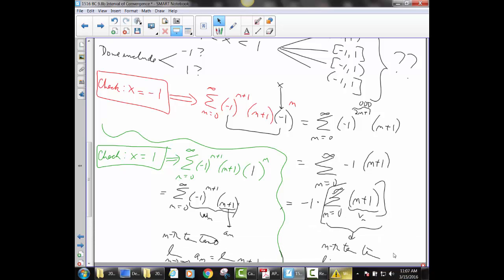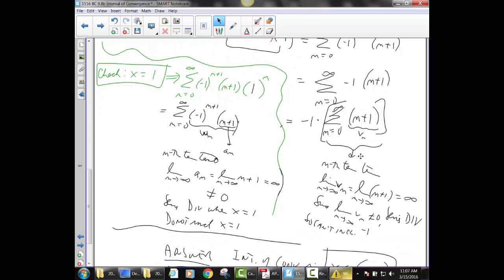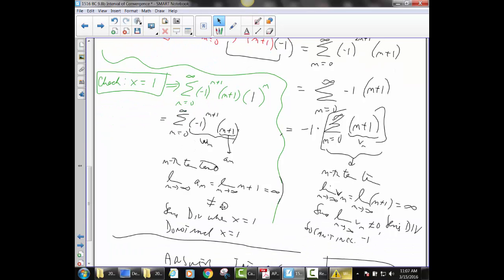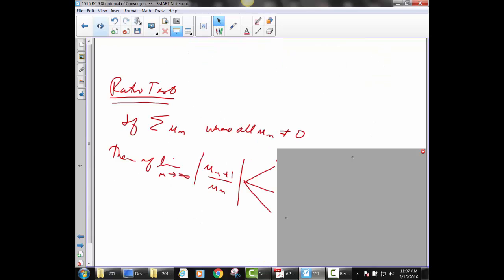And therefore, by the nth term test, that series is divergent because the limit as n goes to infinity of this Vn is infinity. So we cannot include the negative 1. Then we check x equals 1. We replace the original x by 1. By the nth term test, again, it diverges. So the answer is we can't include either one of the endpoints.